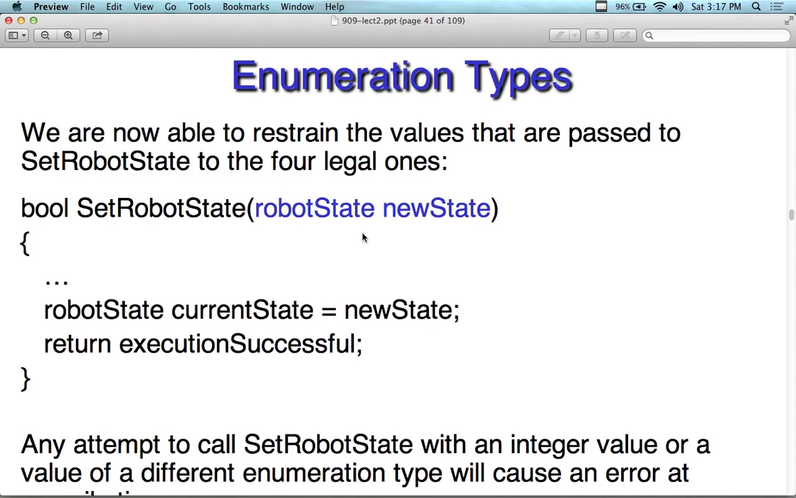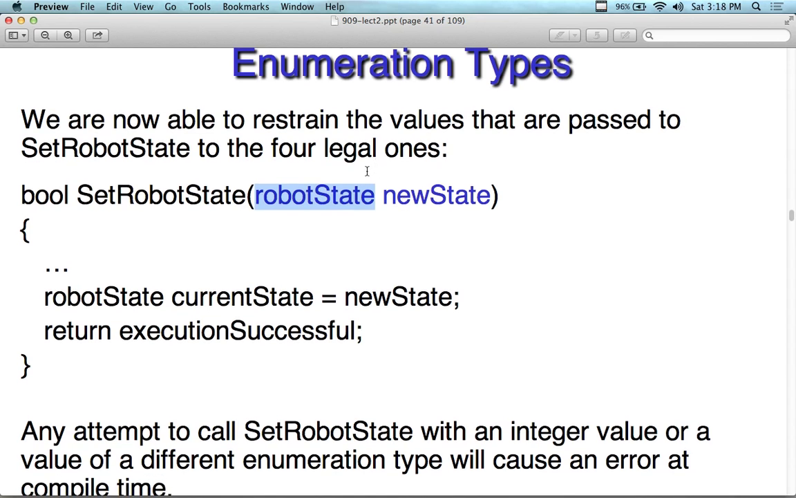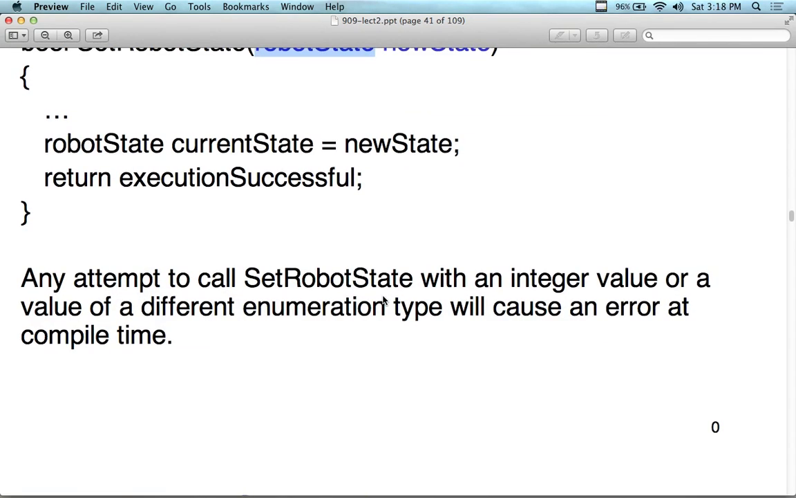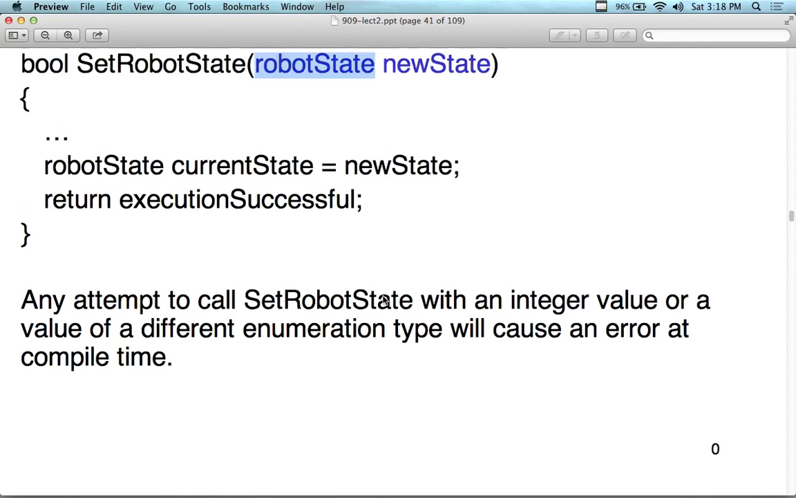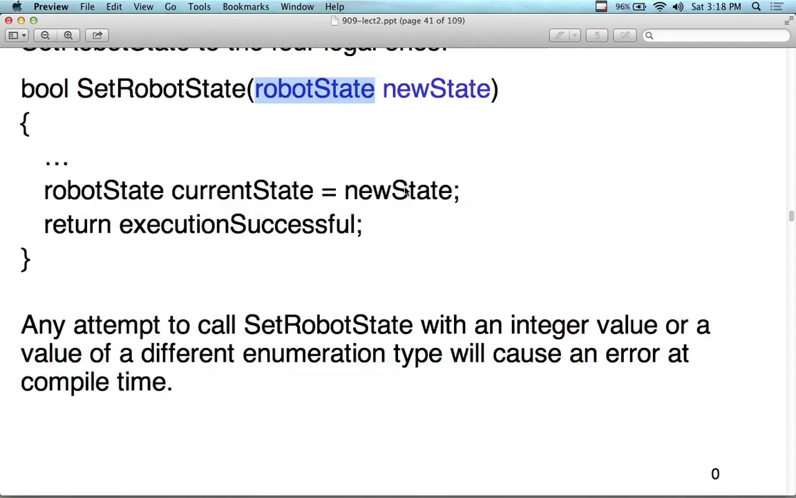So if you're able to restrain the values by passing the robot state to 4 legal values, we can use it as a value for the parameters, robot state new state. So we're going to send a state to each one of the robots. And this is the Boolean we're going to run for it. Robot state current state is equal to new state, return execution successful. Any attempt to call the robot state with an integer value or a value that's different from the enumeration will cause an error message. So it's safer than using integer values because you're limiting it to only the ones that are defined for the enumeration.